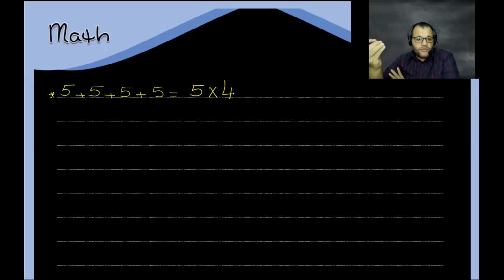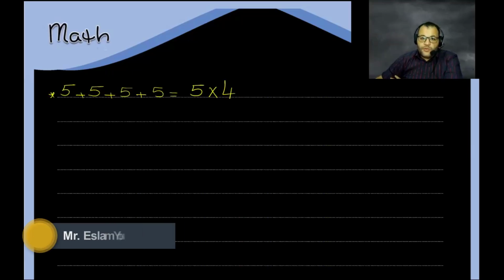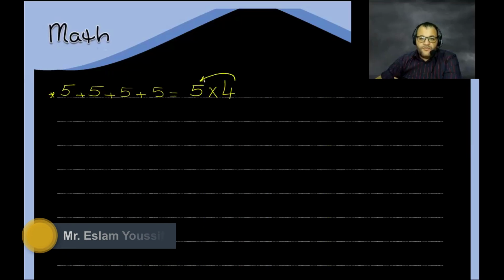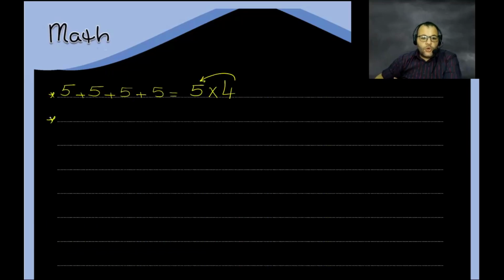What is the relation between the addition and multiplication? That's all what I need now. So when I say 5 times 4, it means we have here 5 repeated 4 times, or 4 repeated 5 times. So can you convert? I need to ask. Thanks, Farid.